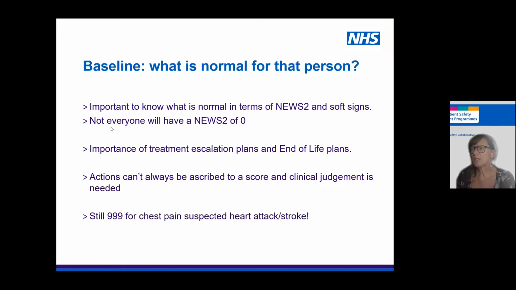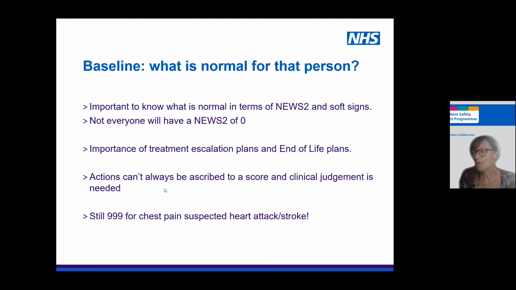So it's really important in terms of baselining to know what is normal for that person in terms of their national early warning scores too. We talk a lot during the training that not every one of your residents will start from a position of 0, and we have several case studies that we can work through to do that. I think there's something about 15% of care home residents may start from a different position of 0. And the importance of treatment escalation plans and end-of-life care plans in documenting what's normal for your residents.